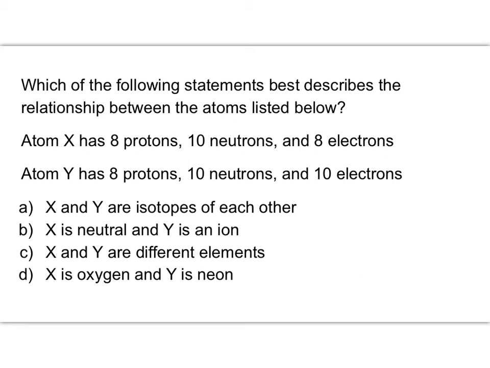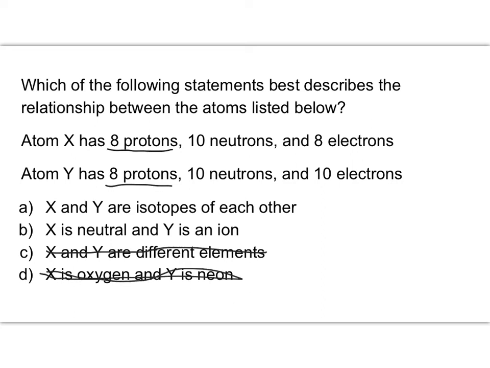Okay, look at these 2 atoms and which of the following statements describes them. Atom X has 8 protons, 10 neutrons, 8 electrons. Atom Y has 8 protons, 10 neutrons, and 10 electrons. We need to compare these 2 atoms. They both have 8 protons, so they both have the same atomic number, which actually makes them the same element. So we can eliminate this one, and also we can eliminate choice D because that's naming 2 different elements.